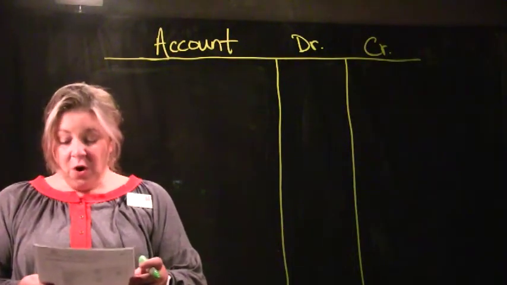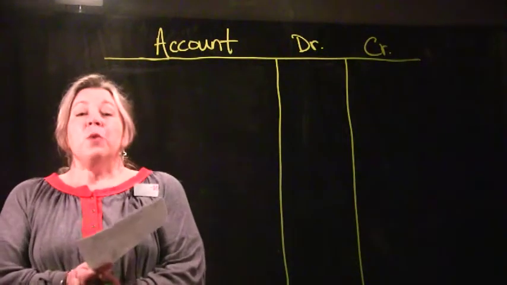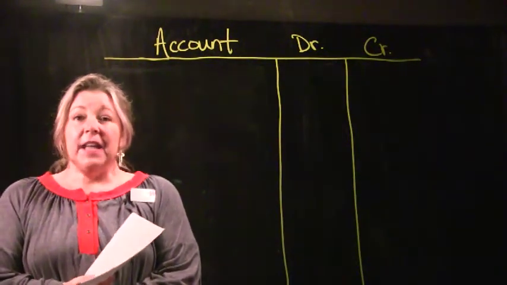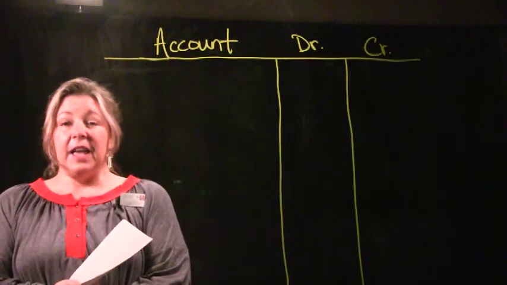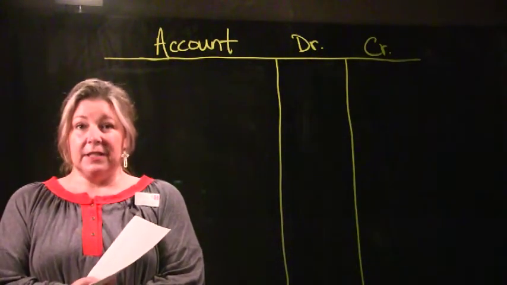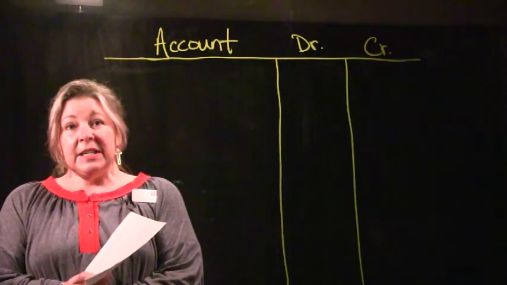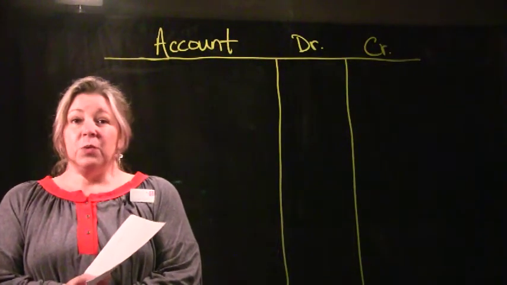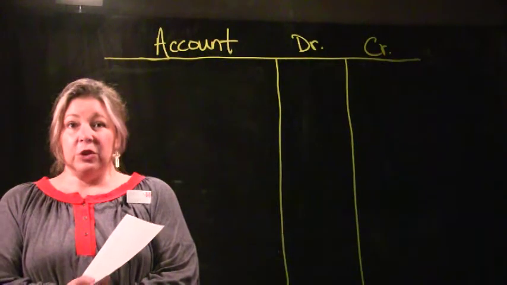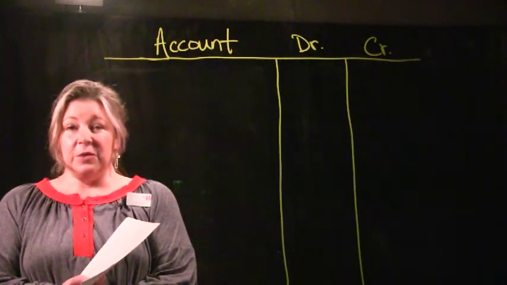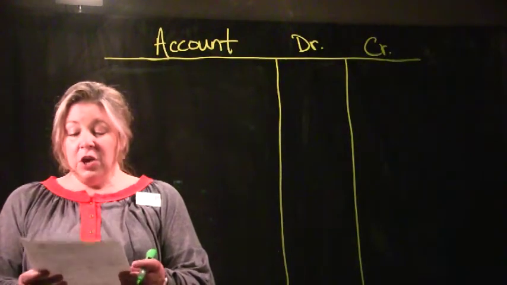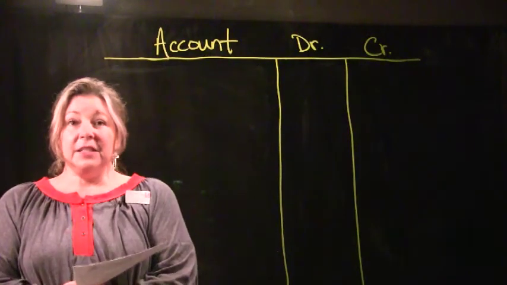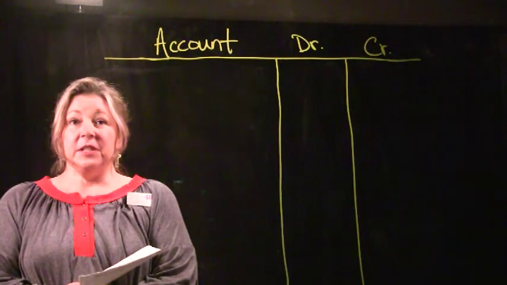Okay, so in the closing process, we've already discussed how we make our temporary accounts have zero balances. That was in a different video. Today, I just want to actually show you how to journalize the closing entries. On your sheet of information, you have a trial balance that has all the company's accounts listed.